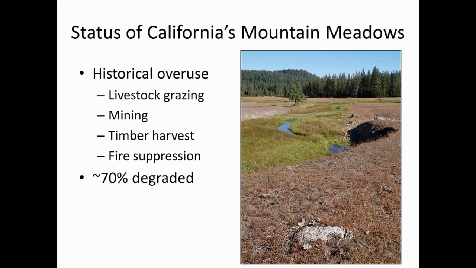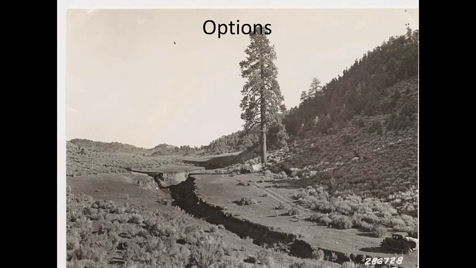As with most of our productive habitats in California, they are loved to potentially excess. And due to several of our uses, mountain meadows have become degraded. It's estimated about 70% have a reduced ecological value currently, and this is mainly the Sierra Nevada. So we have 70% of our meadows in a degraded state. So what do we do?